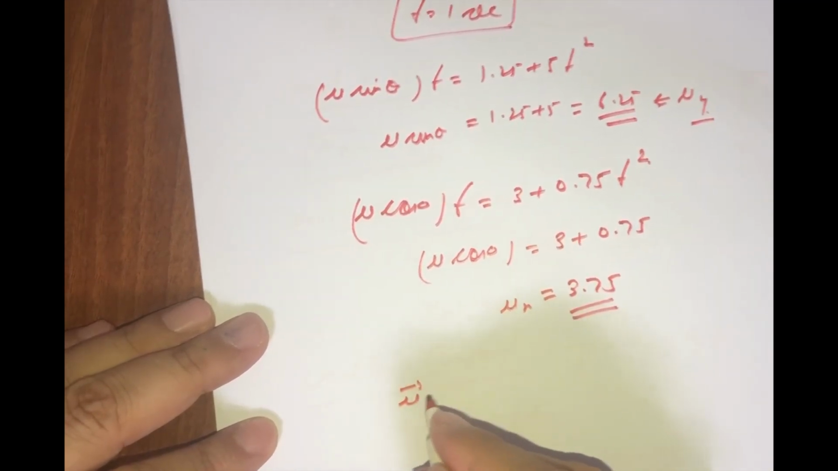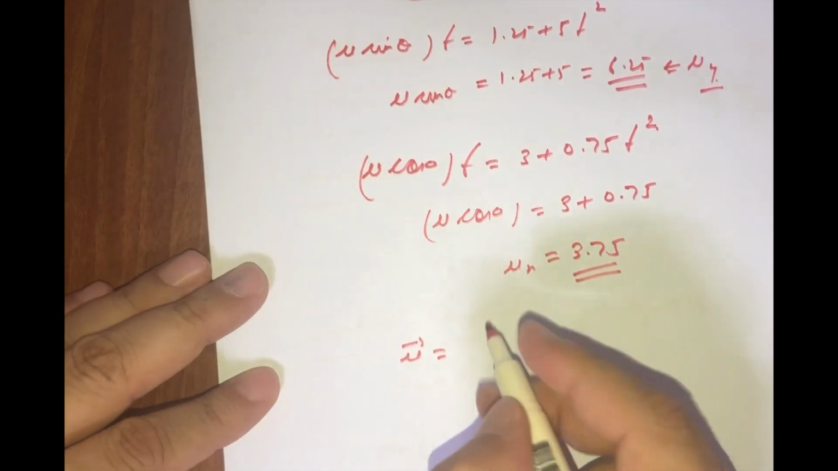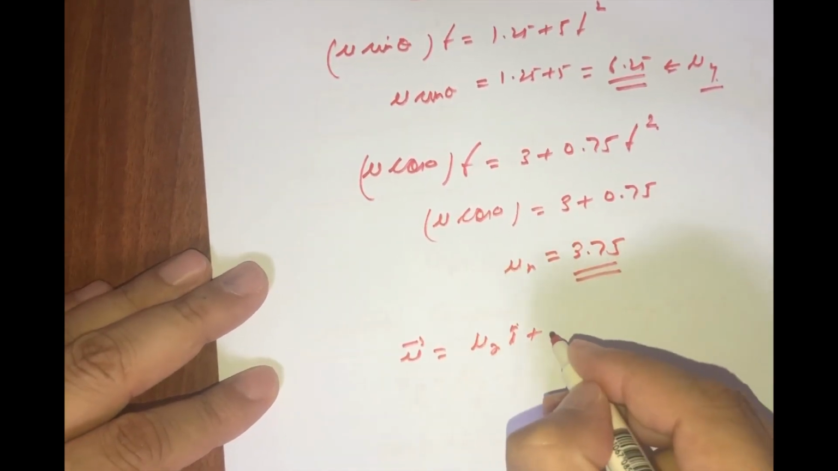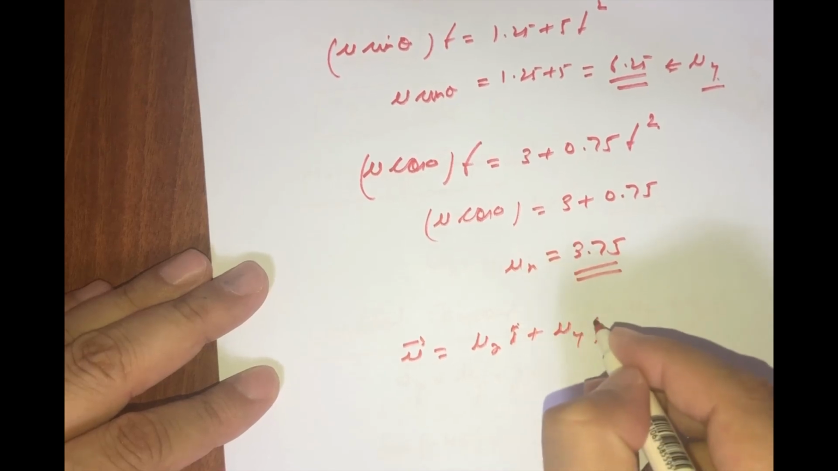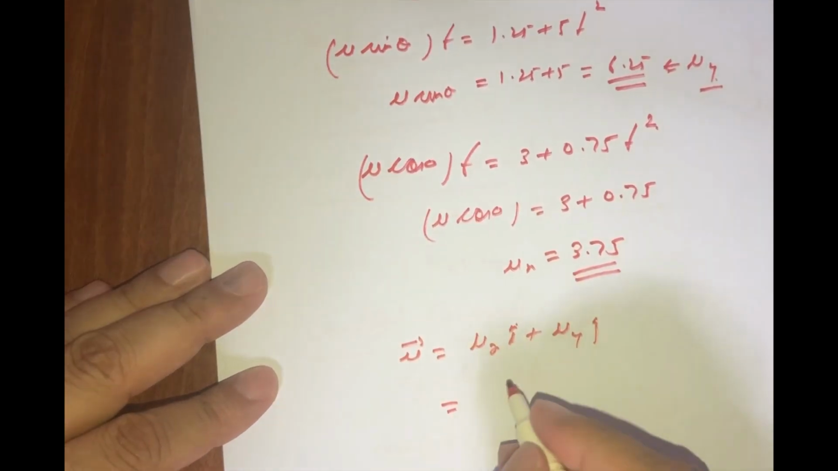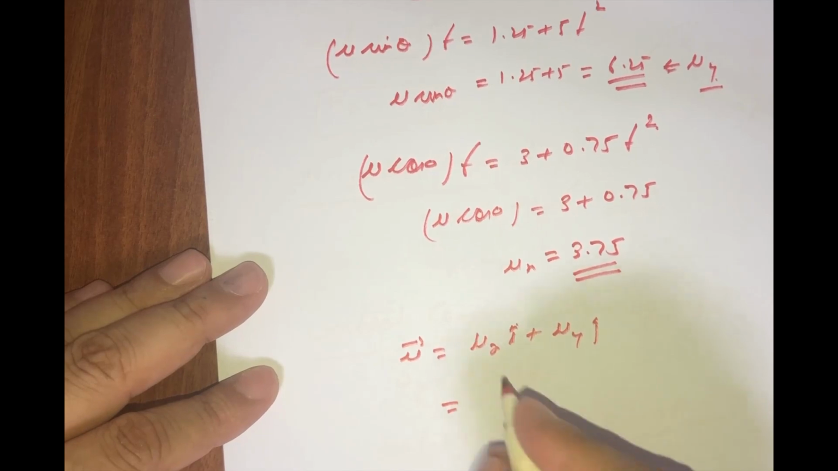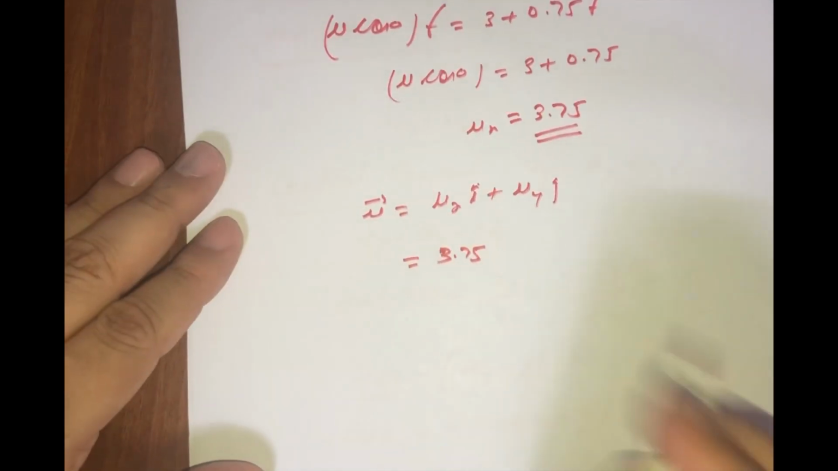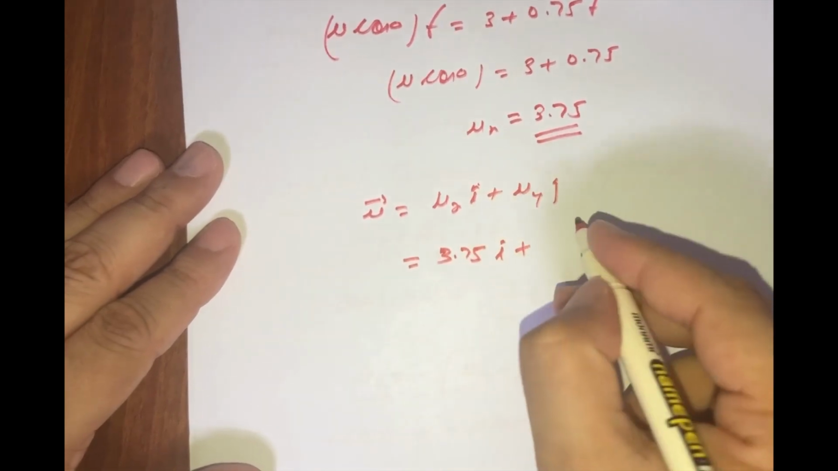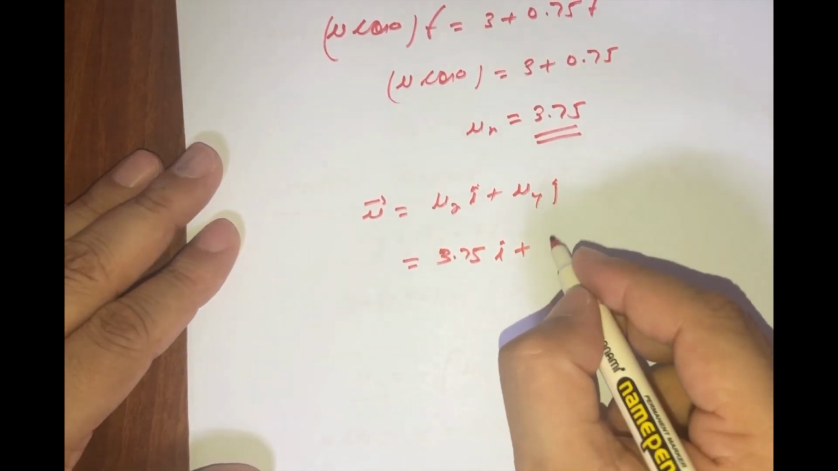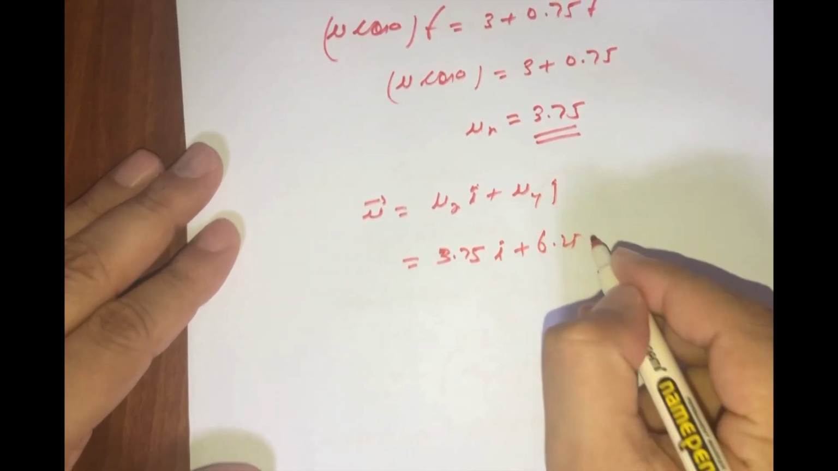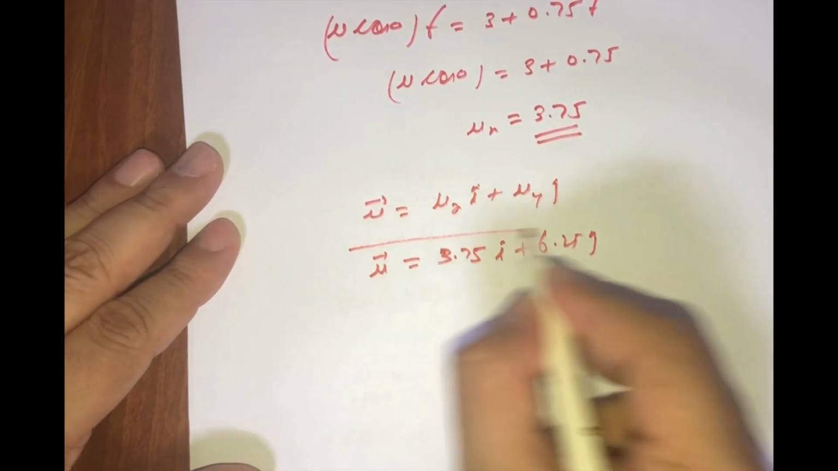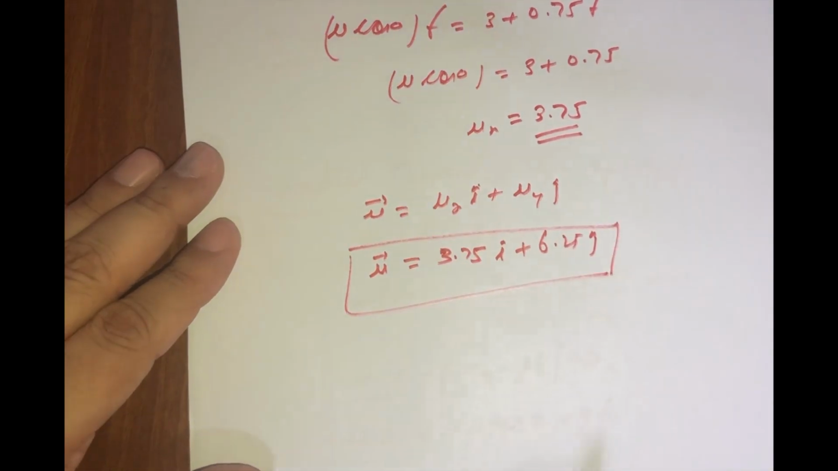So the velocity vector of the stone will be nothing but Ux i unit vector plus Uy j unit vector. We put the values: Ux is 3.75 i plus Uy is 6.25 j. This will be our initial velocity vector of the stone.